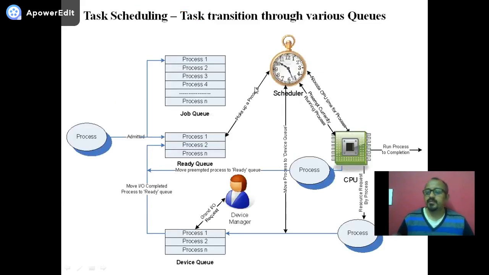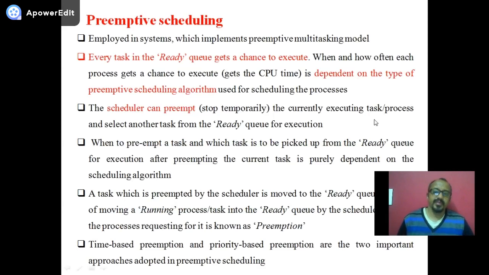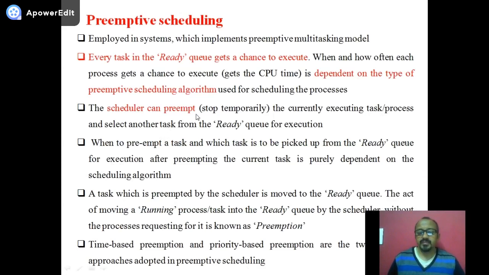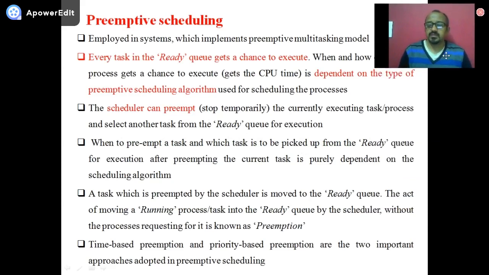If it is round robin, every process will be allotted an equal amount of time. If it is shortest job first, from the ready queue, the process that requires the shortest time to execute, the lowest time, will be picked. If it is based on priority, then the process which has the highest priority will be picked and allocated the CPU time. The scheduler can preempt the current executing process and select another task from the ready queue for execution. Which task is picked from the ready queue purely depends on the scheduling algorithm I just explained.